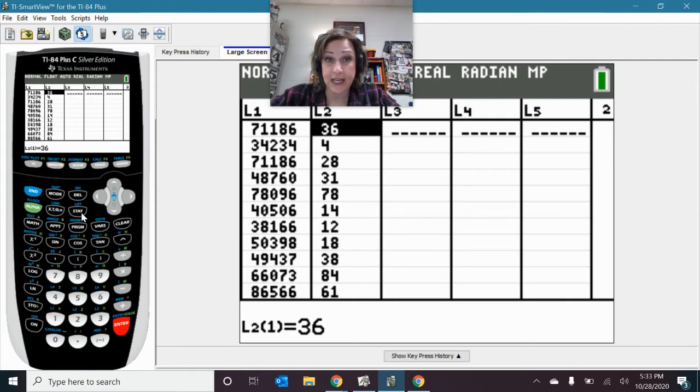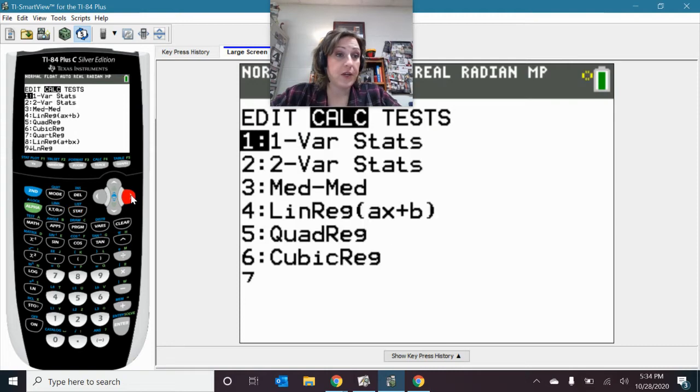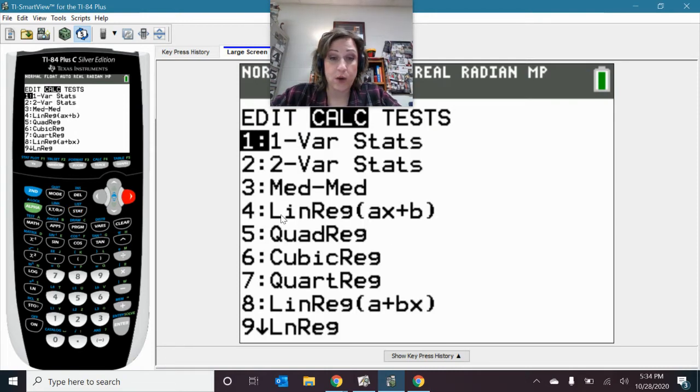Now we need to calculate the linearity, the linear relationship. So hopefully you remember from your last math class that did functions, Algebra 1, Algebra 2, pre-calculus. You're going to Stat, and then you're going to arrow over to Calc, okay? And then here we go. We're going to reference the linear relationship here at first. So linear regression, number 4.